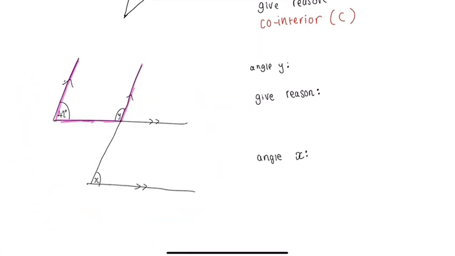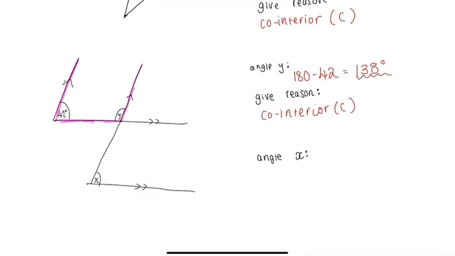But we can see that they are co-interior. Now, if they're co-interior, it means that they're going to add to 180. So I need to find the difference between 180 and 42, which is going to give me 138. Now let's have a look at finding angle x.